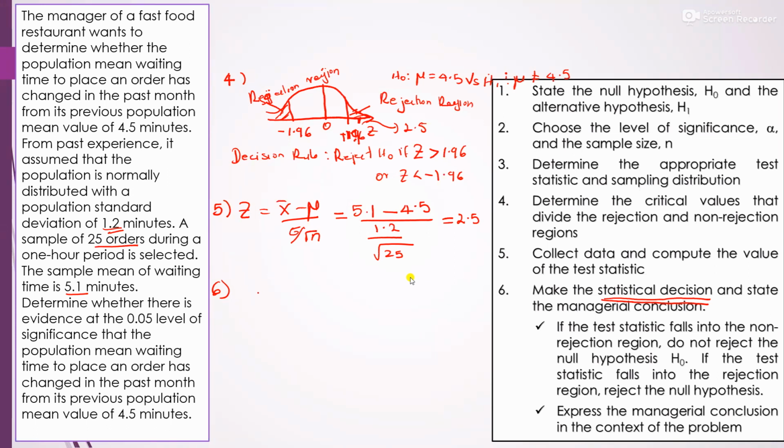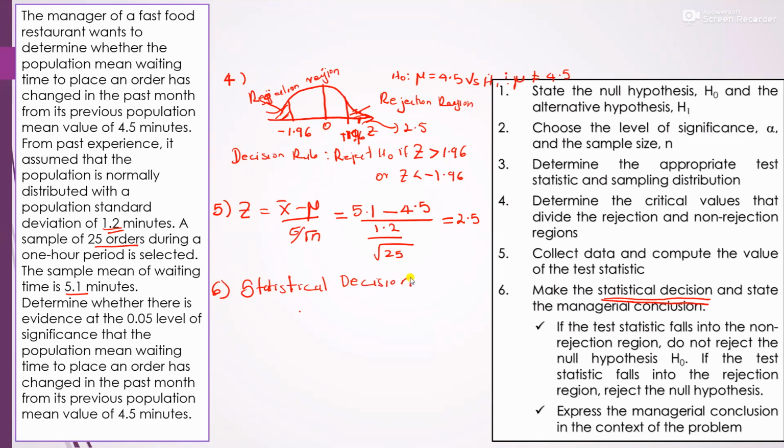So for step 6, there are two decisions we have to make. One is the statistical decision, then the managerial decision.